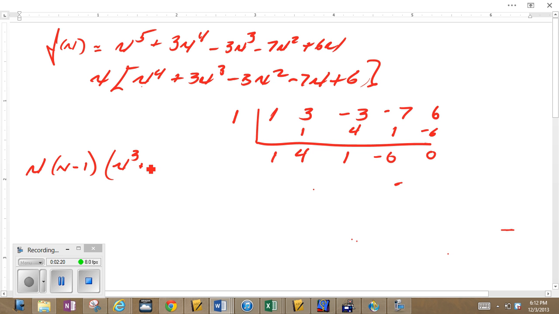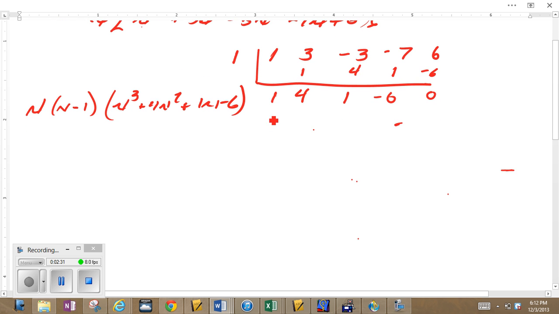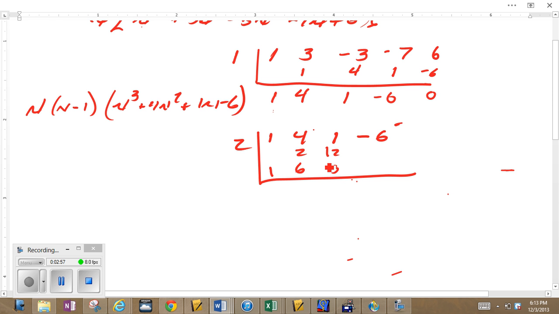X cubed plus 4x squared plus 1x minus 6. So really, I'm just going to start my next round of synthetic division where this one left off. So I got 1, 4, 1, negative 6. And again, I'm going to try 2. The worst that'll happen is it won't work for me, so we'll see. So down comes the 1. 1 times 2, 2, add, that's 6. 6 times 2 is 12. And I'm already seeing that this isn't going to work for me. So I'm just going to back out of it.